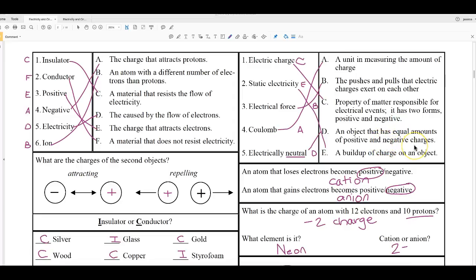An object that has equal amounts of positive and negative charges, that's a neutral object, and that is electrically neutral. So if same number of protons, same electrons, it's neutral, it's an atom of something, it's not an ion. And then finally, E, a buildup of charge on an object, that is number 1, or an electric charge.